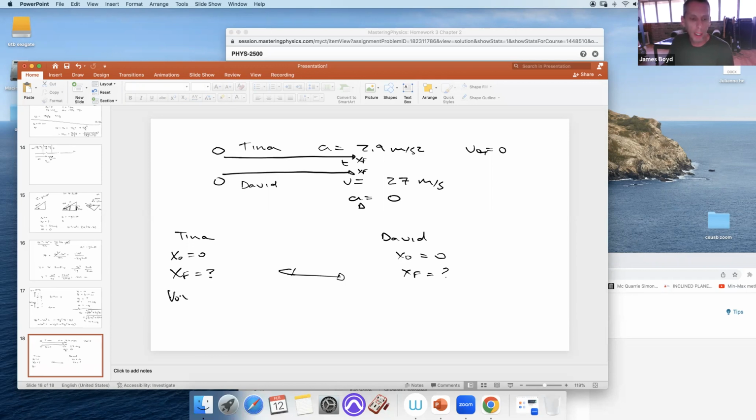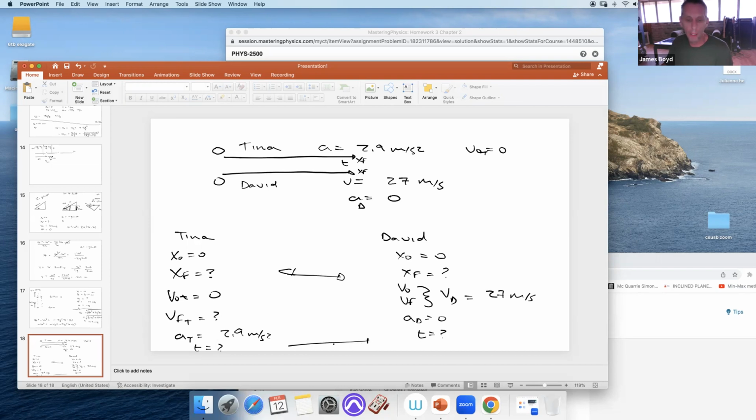Tina's initial velocity is 0. Tina's final velocity is unknown, and we're not actually going to want it. And Tina's acceleration is 2.9 meters per second squared. Time is unknown, but they're going to have the same time. V initial and V final for David are just V of David, which is 27 meters per second. A of David is 0, and T is unknown, but again, these two things will be the same.